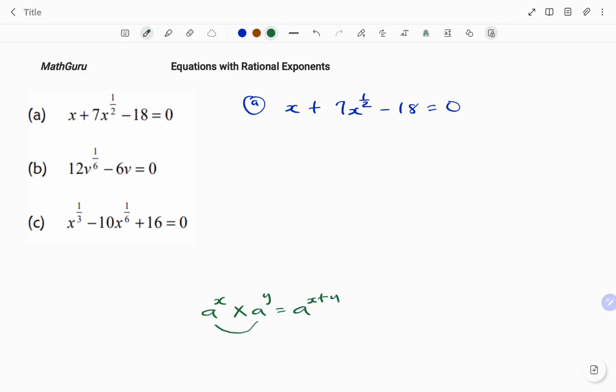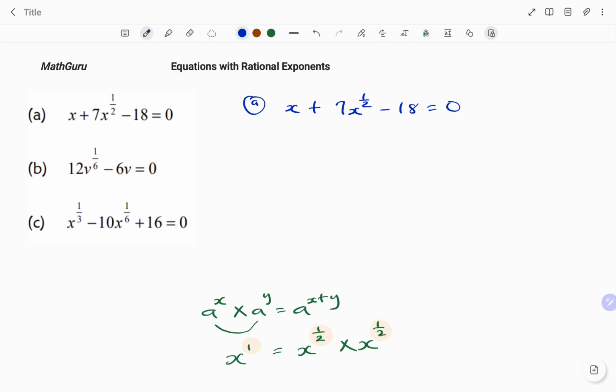x plus y. So in order to split up x as an invisible one, so that's raised to the power of 1, splitting that up, it's going to be x to the power of 1 over 2 times x to the power of 1 over 2. Why? Because 1 over 2 plus 1 over 2 will give me 1.